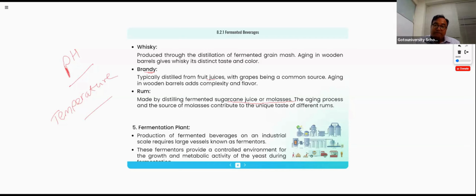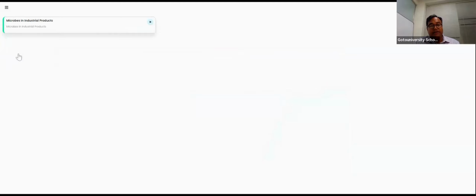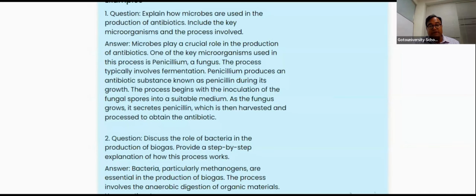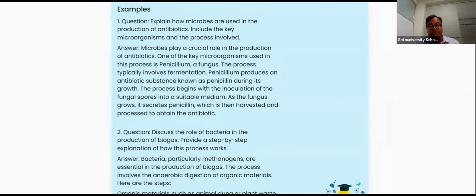So now we are coming to the next phase of explanation. I told you about the fermenter tank, whiskey and brandy. Before going into the antibiotics section, whenever you have time, see the related videos in our Go to University portal, where examples are already given. In the examples, microbes used in the production of antibiotics include the key microorganisms and the process involved.